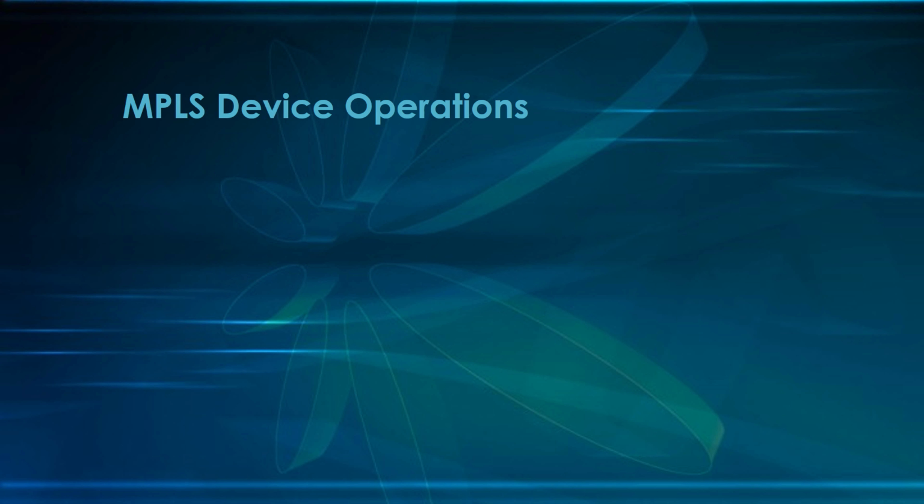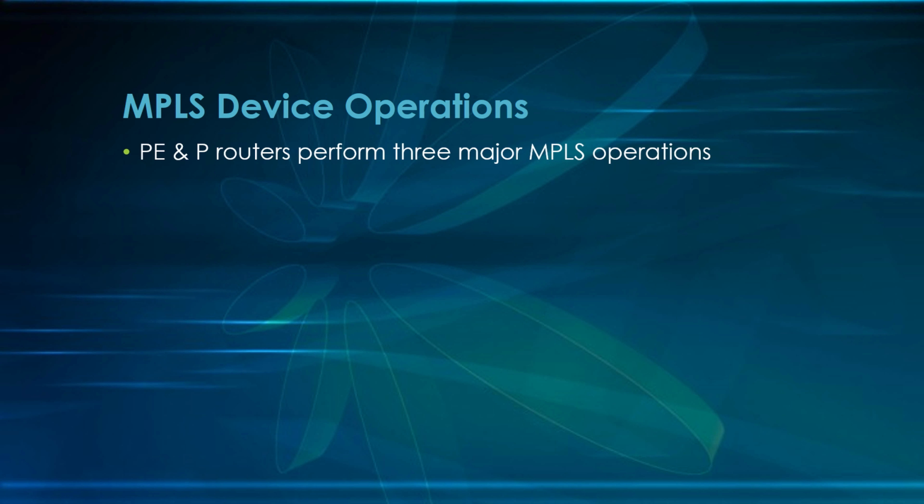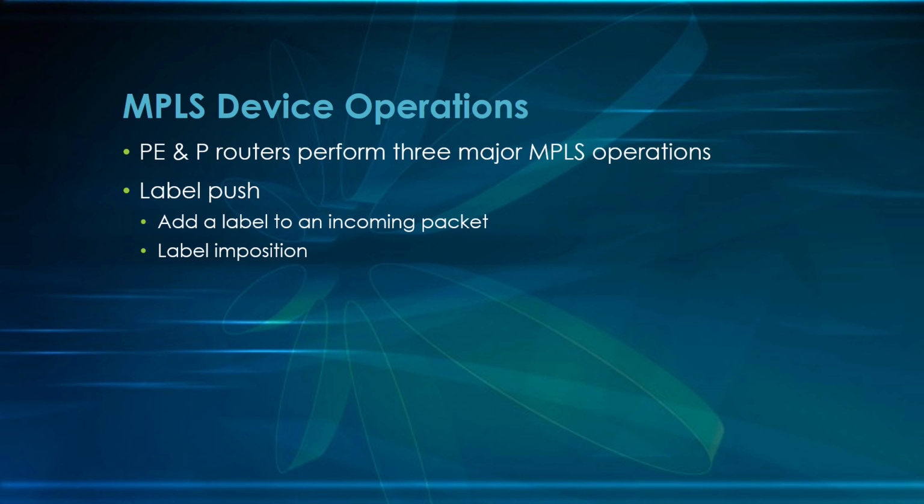So what are some of the device operations? PE and P routers perform three major MPLS operations. There's a label push, which adds a label to an incoming packet, or what's referred to as the label imposition process. So it takes an incoming raw IPv4 packet and injects the 4-byte MPLS header into the packet. Label push happens on the LER, the label edge router.